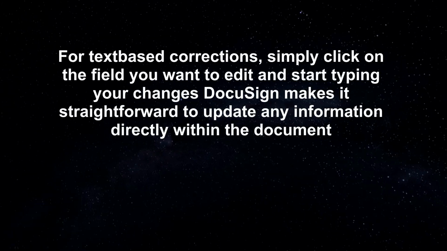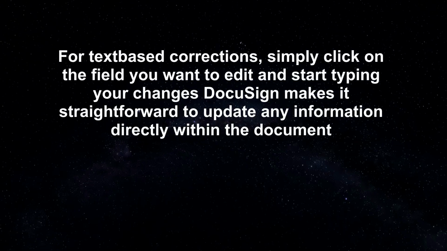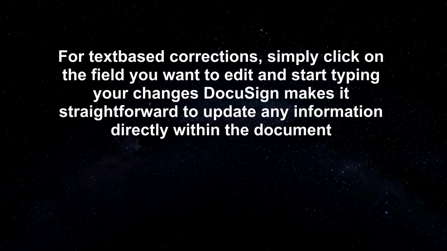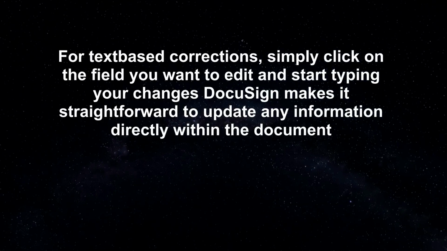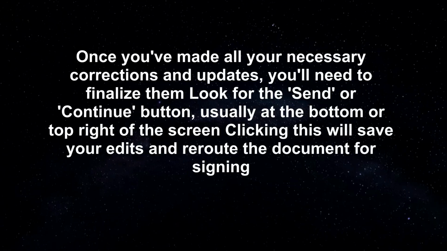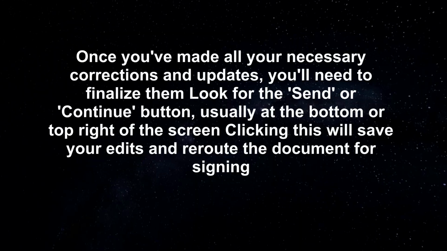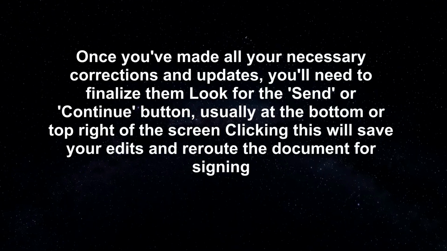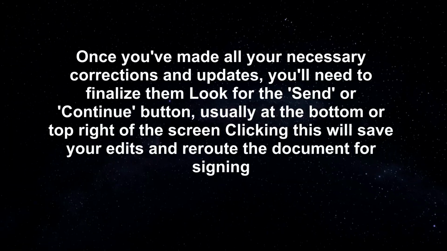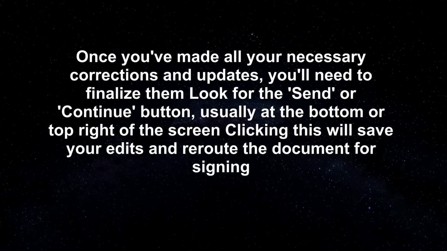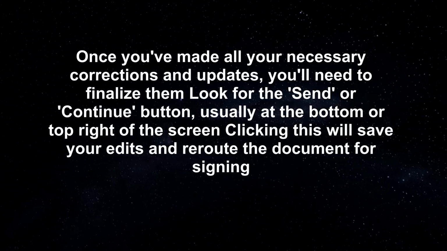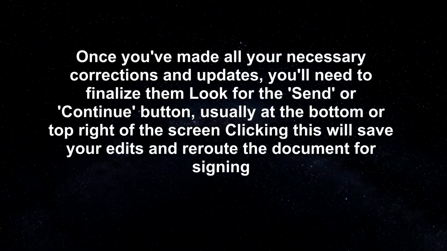For text-based corrections, simply click on the field you want to edit and start typing your changes. Docusign makes it straightforward to update any information directly within the document. Once you've made all your necessary corrections and updates, you'll need to finalize them. Look for the Send or Continue button, usually at the bottom or top right of the screen. Clicking this will save your edits and reroute the document for signing.